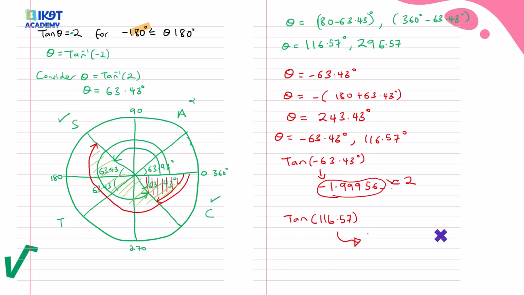Even this gives you the same thing, negative 1.99568, like that. This whole thing is approximate. So this is how you find the negative angles of a quadratic equation.